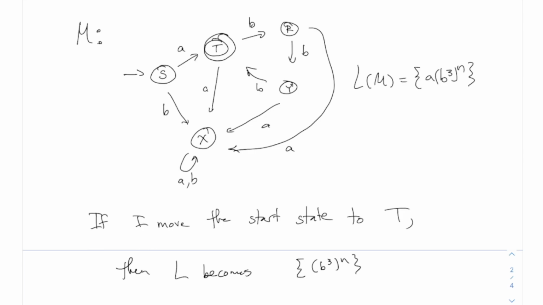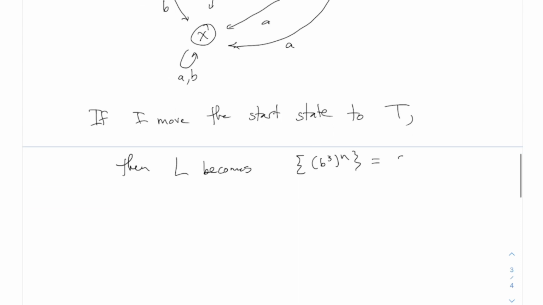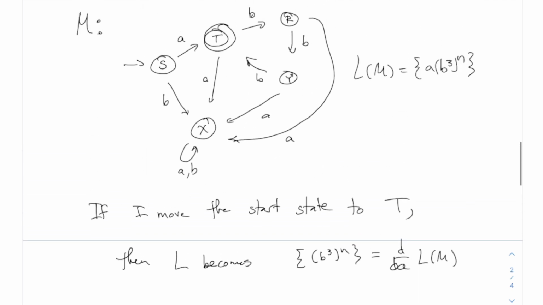You no longer need to do that first A. And this is not a coincidence, that happens to be equal to the derivative with respect to A of the original language. And it's an A here because I shifted the starting state by going through this edge, which was labeled with an A. All right. So the basic principle here is if you move the starting state through a particular letter edge, this will change the language by doing that derivative.